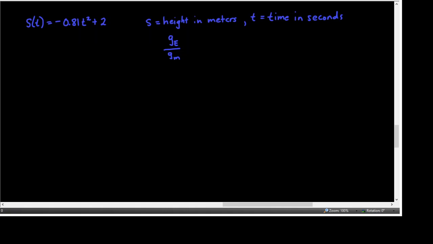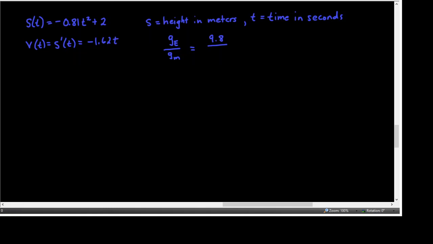Now, do you remember what the gravitational constant was on Earth? Correct, it was 9.8. And so what we have to do to finish this problem is find out what the gravitational force is on the Moon. So, if that's position, then can we find the velocity function? Yes, because velocity is the first derivative of position. So we can take the derivative of that and we'll get negative 1.62t.